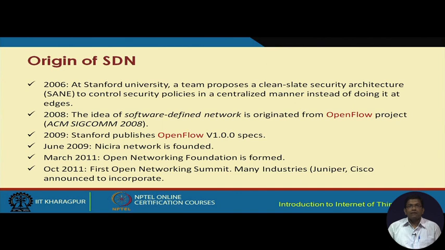In 2009, Stanford published the OpenFlow version 1 specifications, and in June 2009 the Nicira Networks company was founded. In March 2011 the Open Networking Foundation was formed, and in October 2011 the first Open Networking Summit was held, and many industries, for example router companies like Juniper, Cisco, etc., announced that they want to incorporate SDN into their switches.